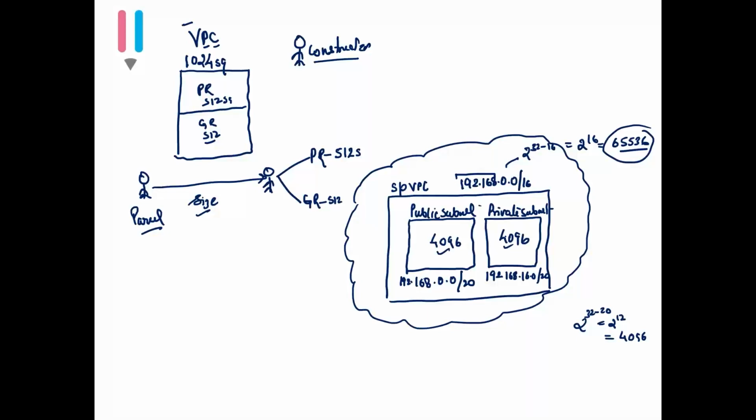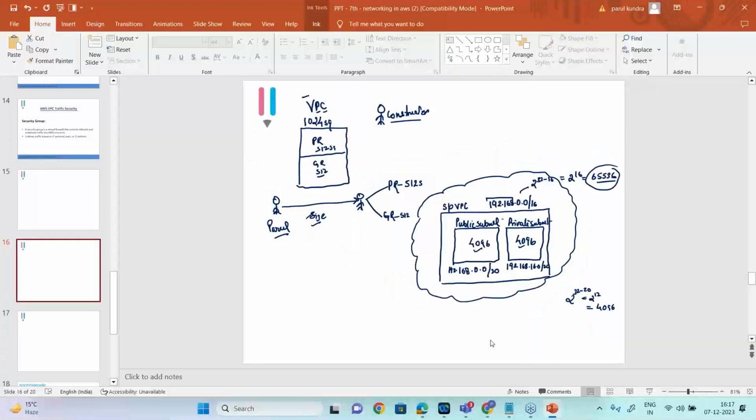You still have a lot of IPs left with you. You can create more subnets. That is up to you. I will not go further. Let's start developing your understanding technically. Let me keep all these things here only, and let's go to AWS.